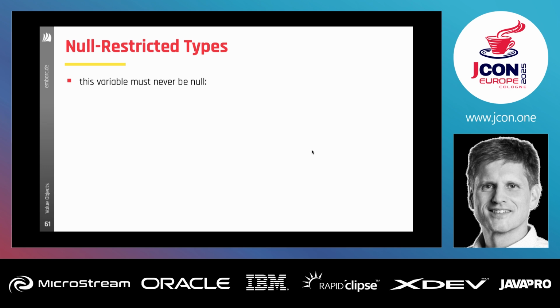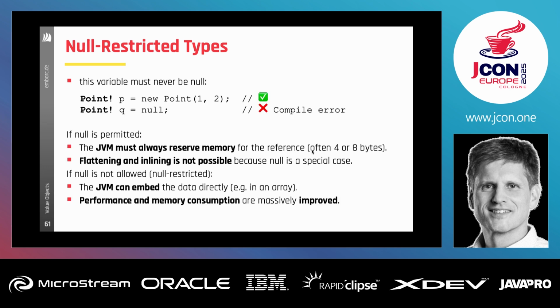So how does it look? If we have a null-restricted type, then we need an exclamation mark. I think it's called that in English, Ausrufezeichen in German, sorry for that. So Point!, and then p is allowed to have a Point reference, a value object in that case, if I'm not allowed to have a null reference here.